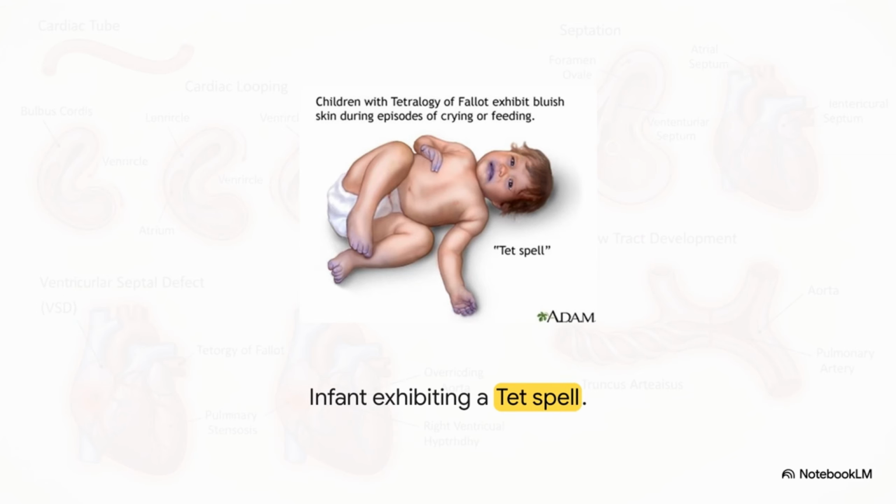Clinically speaking, you've got to connect this anterior displacement and unequal division to the cyanotic tet spell. Infants with tetralogy of Fallot will suddenly exhibit bluish skin, cyanosis, especially during episodes of crying or feeding. Why?